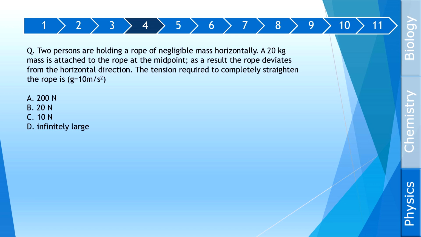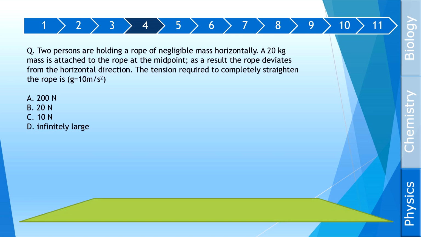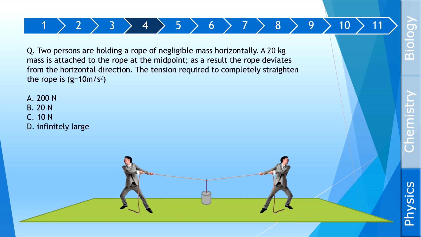So let's look at the question. There is a ground and there are two men pulling on a rope. There is also a mass hanging in the middle. Let us indicate the forces involved with a red arrow, a blue arrow, and the weight as a yellow arrow. We name them T red, T blue, and mg.